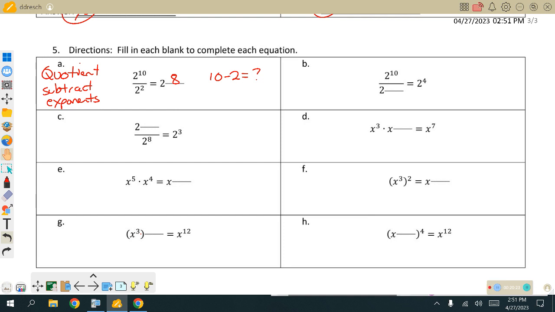Letter B is in the same idea, but the difference is the question mark is down there. So 10 minus what is giving you 4? Think about it in your head. What 10 minus what gives you 4? There you go. 6 does. And what we're doing then is you're using your equation skills from the last semester, from 6th grade, 7th grade, 8th grade. Okay? And then on letter C, what minus 8 is giving you 3?